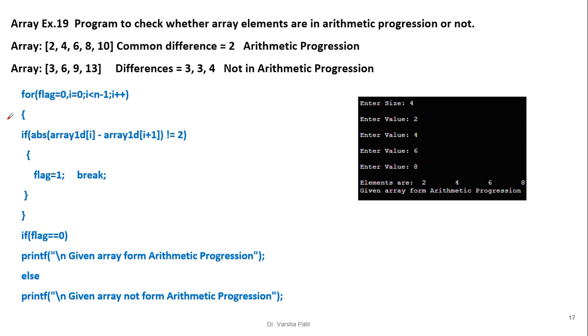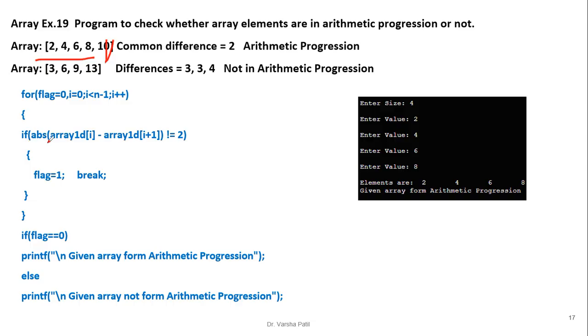Now the next program is very easy. A program to check whether array elements are in arithmetic progression or not. If the array elements are accepted like this and the common difference is 2, it is an arithmetic progression. If the common difference is not 2, it is not in arithmetic progression. It may happen that up to these elements the difference is 2, but the last element may be 11. So again we require to use the flag. Whenever the difference comes 3, break from the loop.